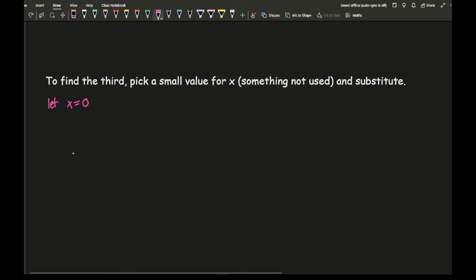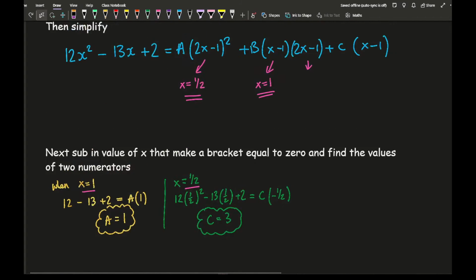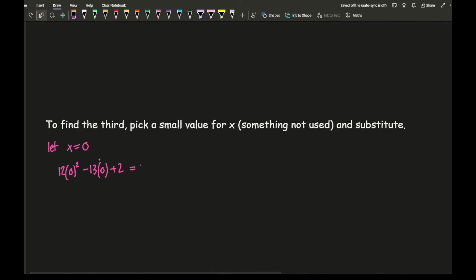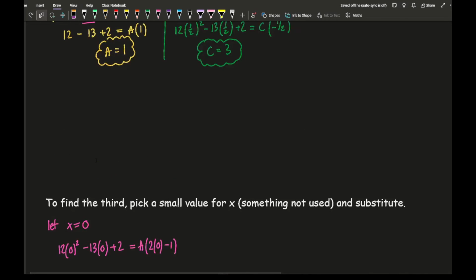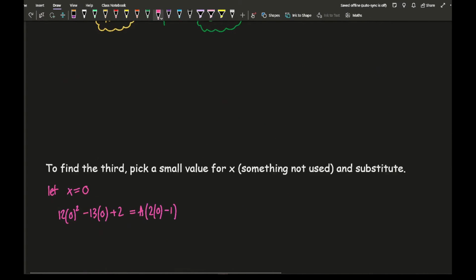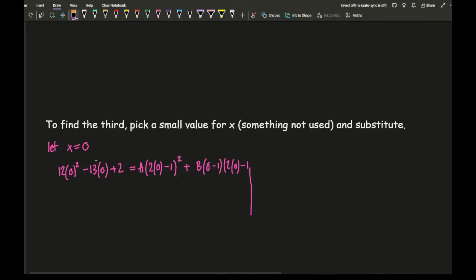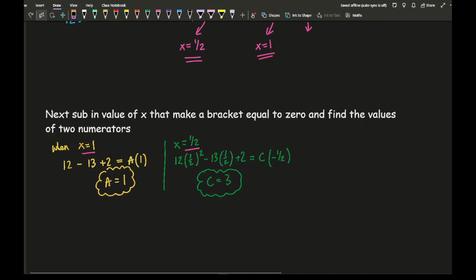Now with x equals 0, what we'll end up with is 12 times 0 squared minus 13 times 0 plus 2 equals, and then I'm going to end up with, let me just quickly remind myself, a, and that's going to be 2 lots of 0 minus 1 squared, plus b lots of 0 minus 1, 2 times 0 minus 1, plus c lots of 0 minus 1. And just double check to make sure that's correct. That all looks absolutely fine.